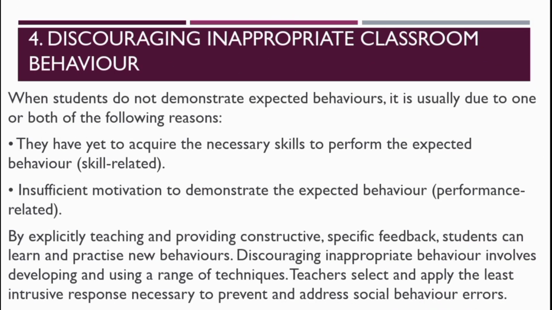Discouraging inappropriate classroom behavior. Students should be expected to make social learning errors just as they make academic errors. When students do not demonstrate expected behavior, it is usually due to one or both of the following reasons: they have yet to acquire the necessary skills to perform the expected behavior, or they have insufficient motivation to demonstrate it. By explicitly teaching and providing constructive, specific feedback, students can learn and practice new behaviors.